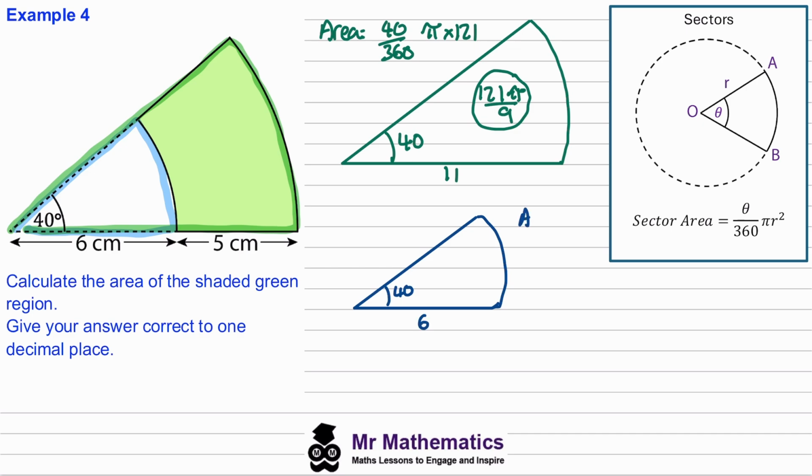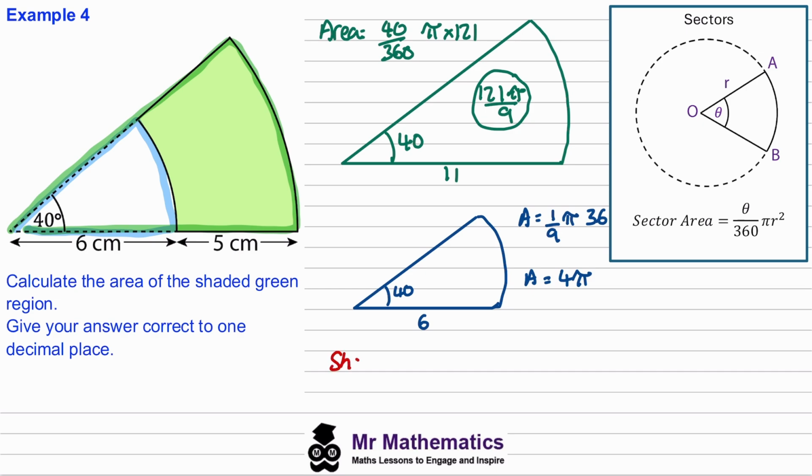We know the area. As a fraction, we can simplify to make 1/9. It'll be the same as this one. So 1/9 times pi times the 6 squared, so 36. So this will give us 36 pi over 9, or 4 pi.